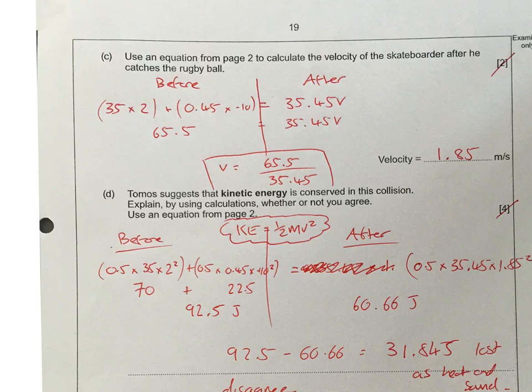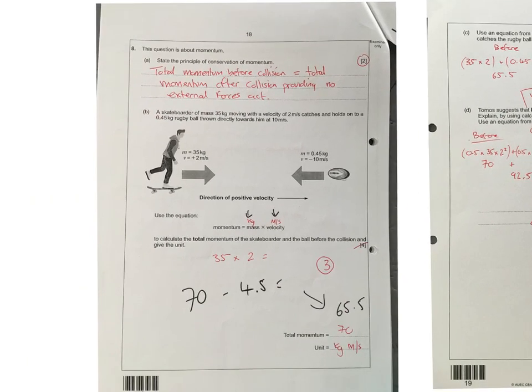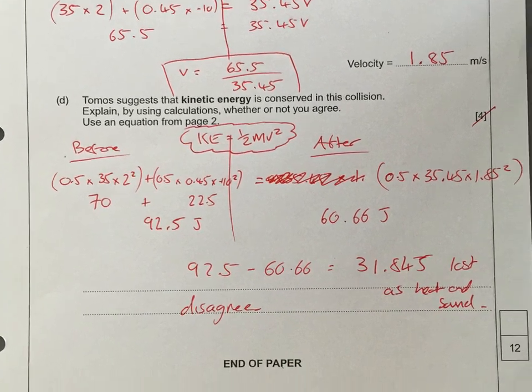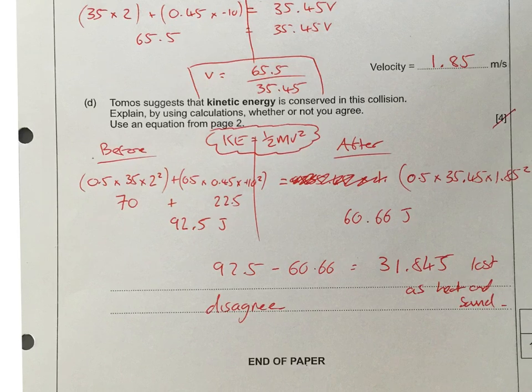Now, you're probably wondering why it's 35.45. That's the combined mass of the skater and the ball when he's holding it. So he's got 35 plus your 0.45. But I do not know the new speed. So I've got a combined mass and a speed, then I start simplifying, and then I rearrange for V to give me 1.85. So what was that worth? 2 marks.